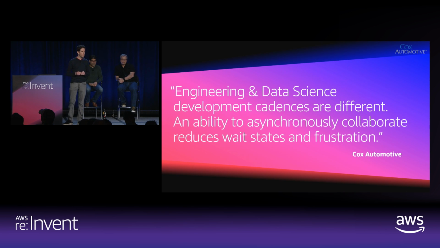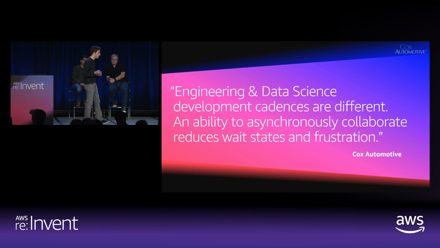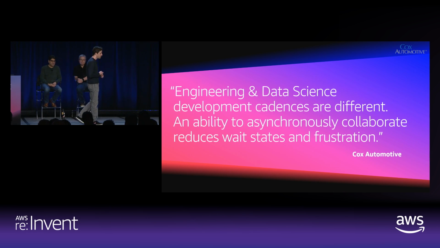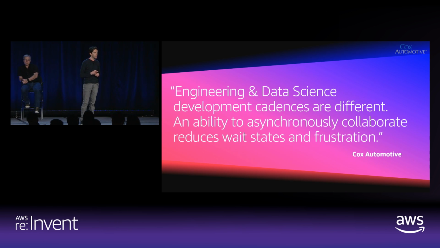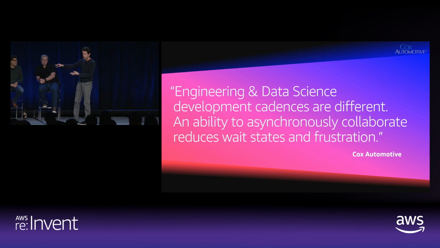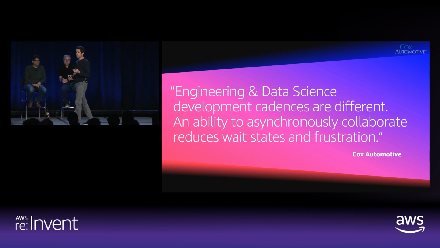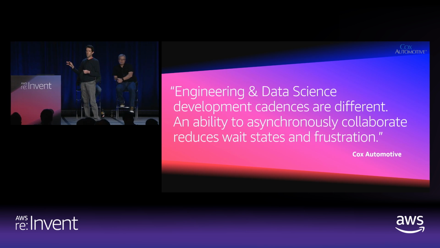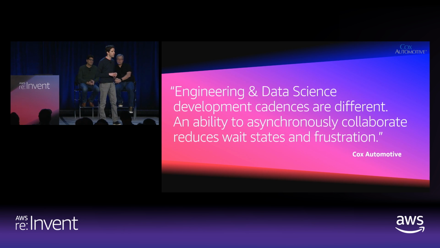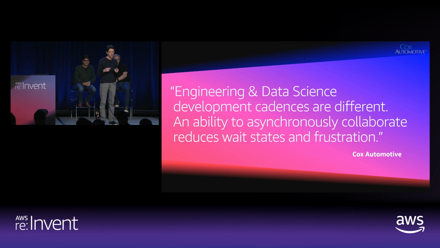So moving to this pipeline allows us to collaborate a little bit easier and reduce wait states and frustration between the teams. As I said, the teams are on different cadences, and because it's all automated in AWS, the data science folks can do their work, and when a model's approved for production, it just goes and sits in an engineering bucket until engineering is ready to deploy it to production. So that's helped the integration between both teams.